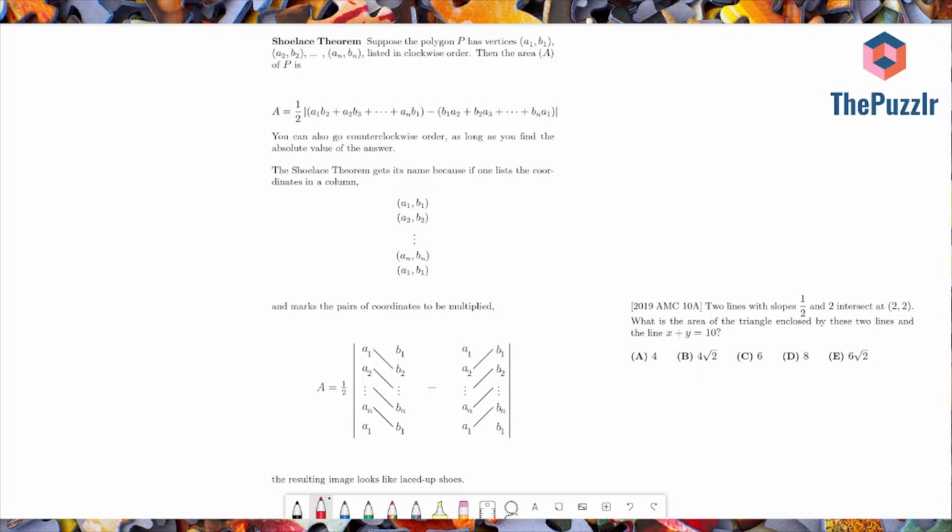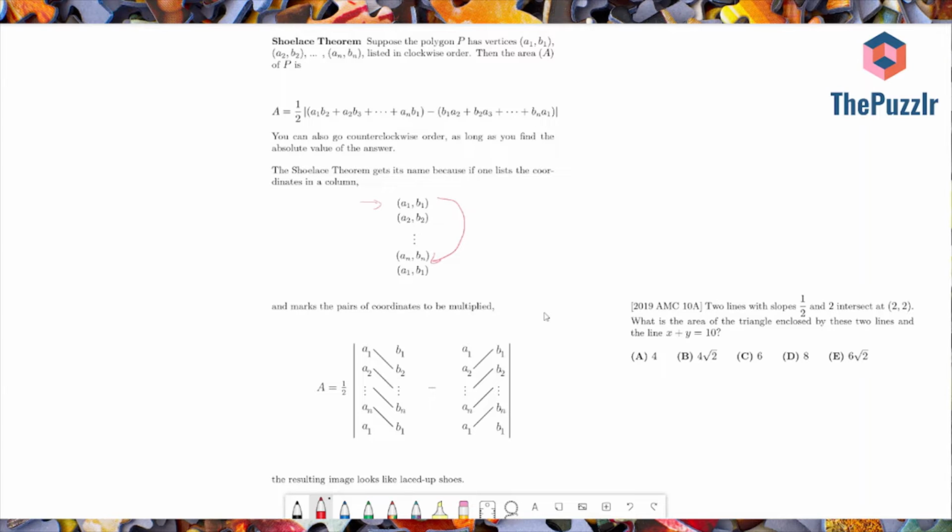So we'll loop around again. And we can also do this in counterclockwise order, but you just need to use the absolute value of the answer so that if you get the negative version of the answer, it'll just become positive. And it gets its name because if you list the coordinates in a column like this, so that's what you want to do, list the coordinates in a column like this. And then you want to rewrite the first coordinate. You also want to rewrite that at the end.